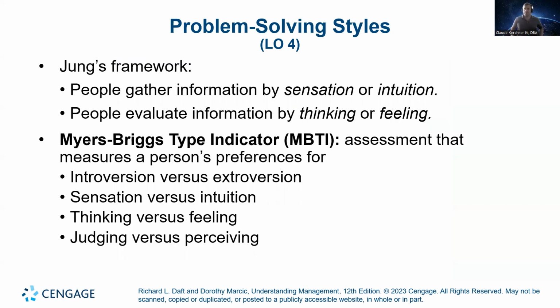Problem solving styles. There's a scientist, Carl Jung, who had a framework about 4 different ways, and the Myers-Briggs indicator, which is an assessment of personality measures and a person's preference. He classified them in 4 different ways: introversion, sensation, thinking, and judging. So really, he looked at introversion versus extroversion, sensation versus intuition, thinking versus feeling, and judging versus perceiving.